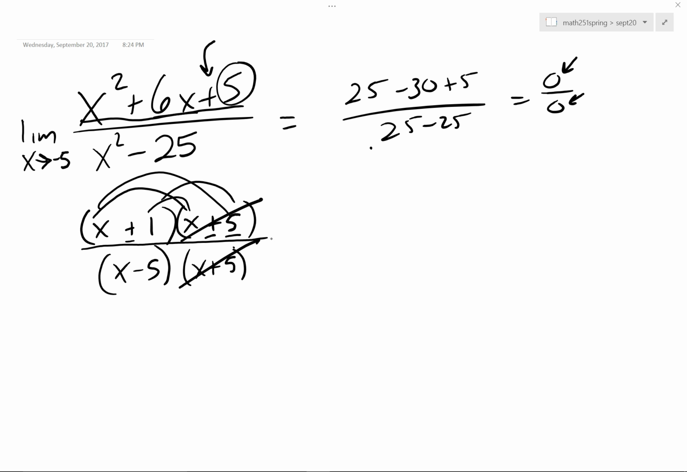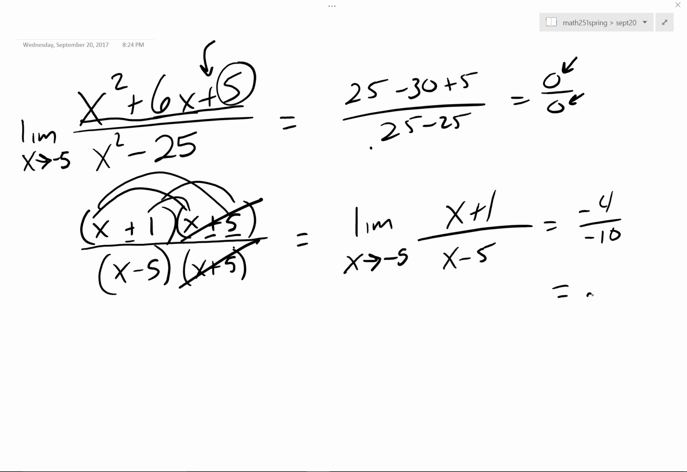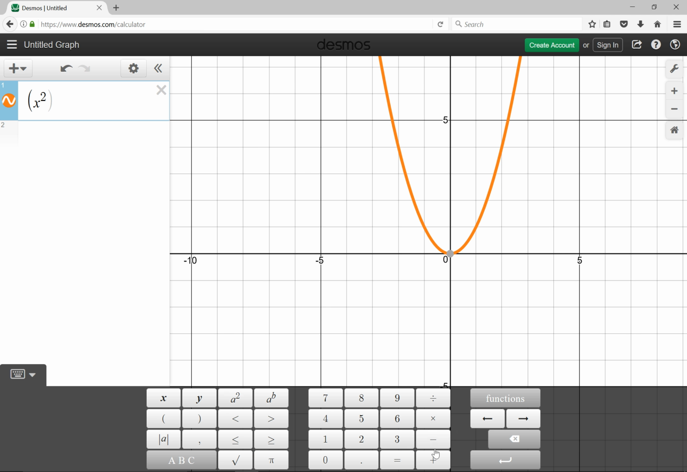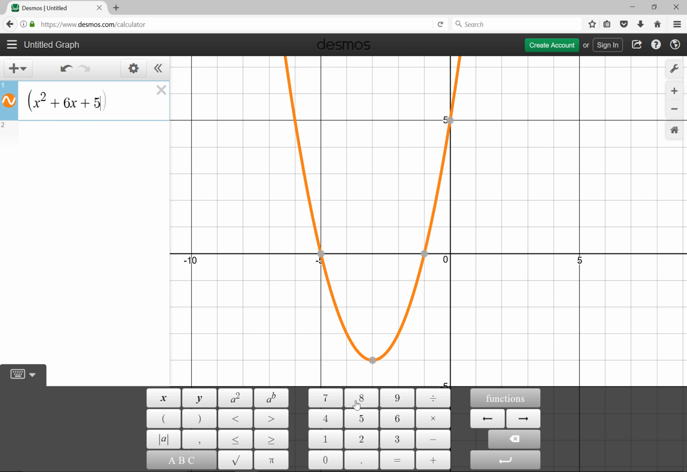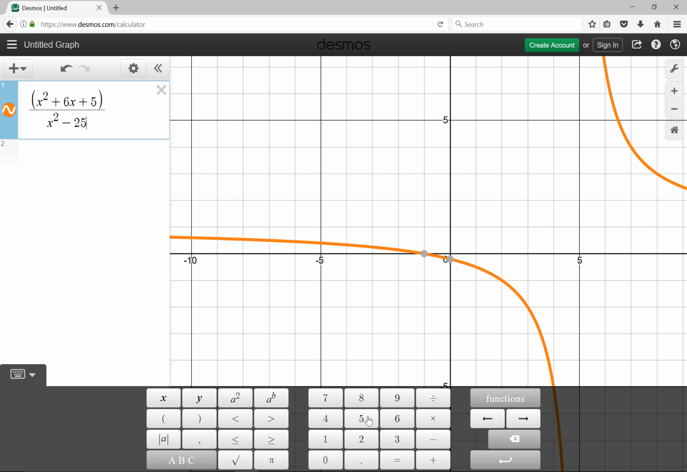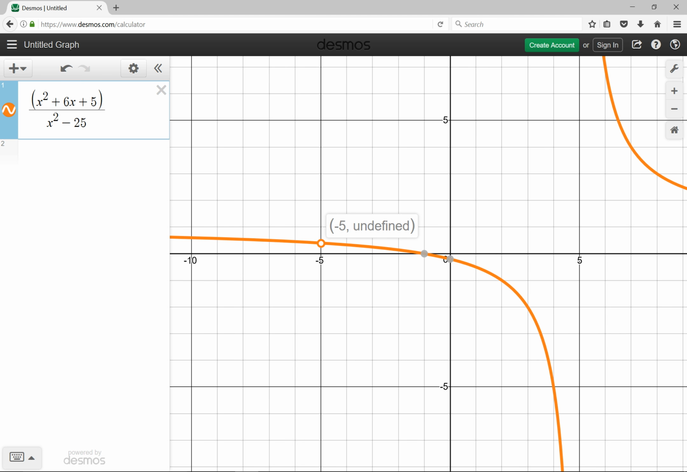And so now I can take the limit as x approaches negative 5 of (x plus 1) over (x minus 5), which will be negative 4 over negative 10, which should be 0.4. So let's go look and see what's up. Again, x squared plus 6x plus 5 divided by x squared minus 25. Ta-da. What happens as x approaches negative 5? Check it out. Coming down toward 0.4, coming up toward 0.4. Sure looks like that should be 0.4.